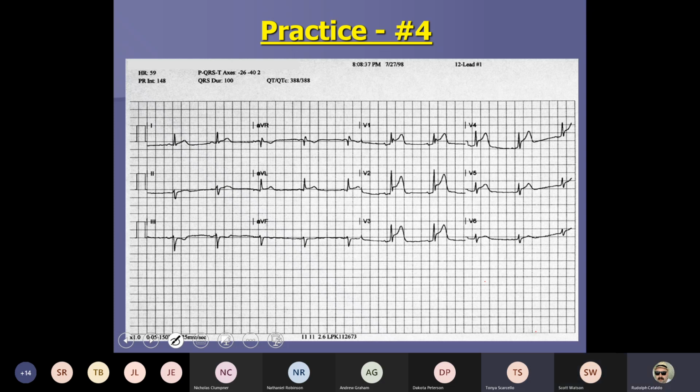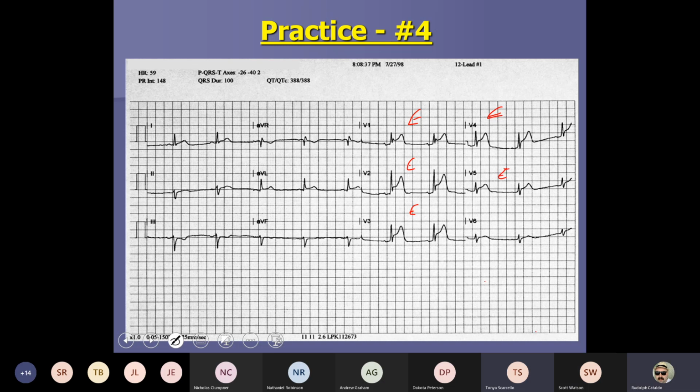What do you see when we're looking at this 12 lead? Tell me where you see elevation. Tell me where you see depression. Oh, yeah, turn your volume on. There we go. Go again, Rudy. Tell me where you see elevation and where you see depression on this. V3, V2, V1, V4. Okay. And V5. Okay.